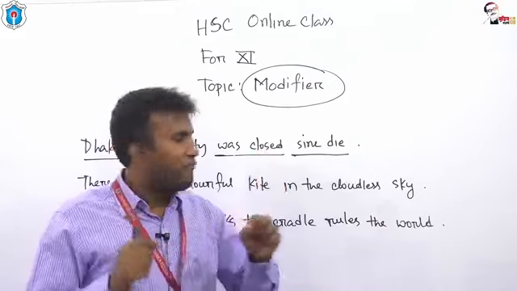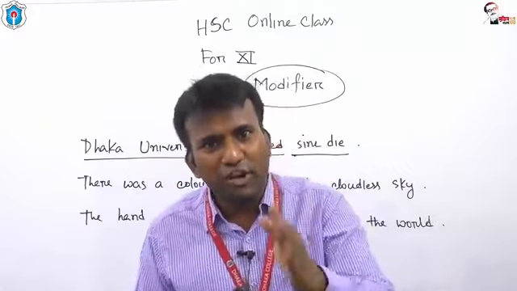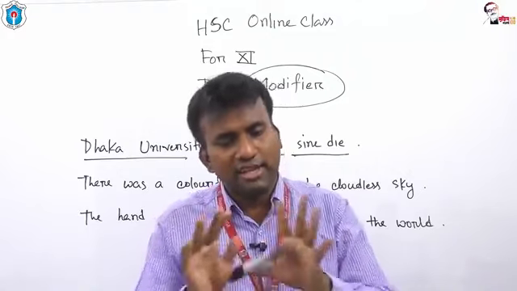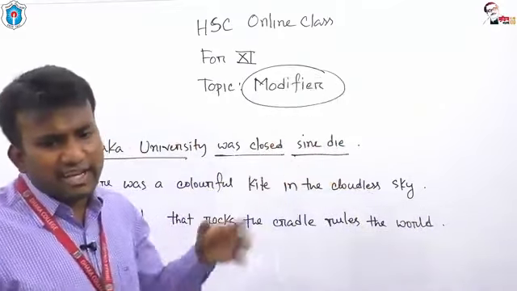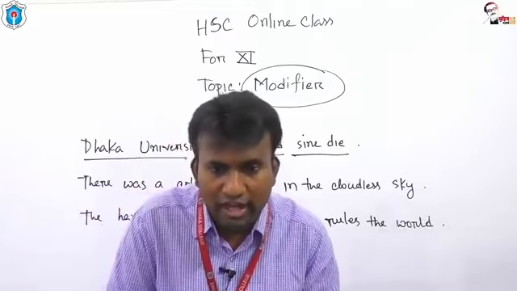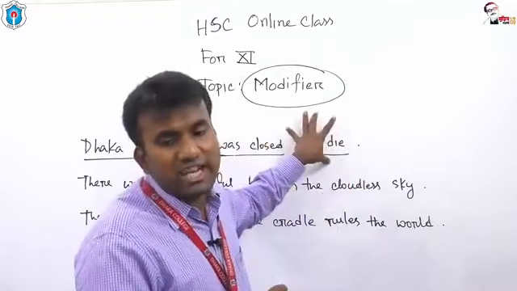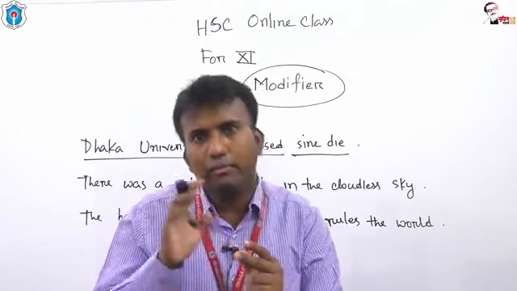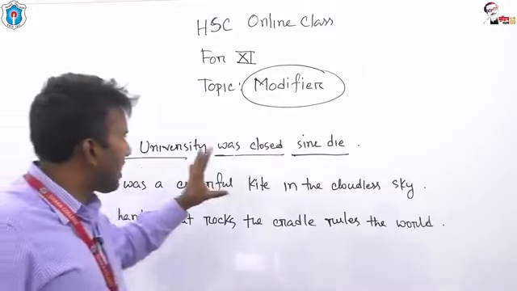Okay, from this first sentence it becomes quite clear to you that a modifier can be a phrase. Is it clear to you, my dear students? According to the first sentence, it should be clear to us that a phrase can be a modifier. Here we have used an adverbial phrase. Clear to you? Now look at the second sentence. There was a colorful kite.